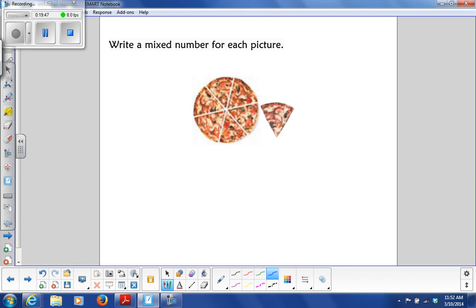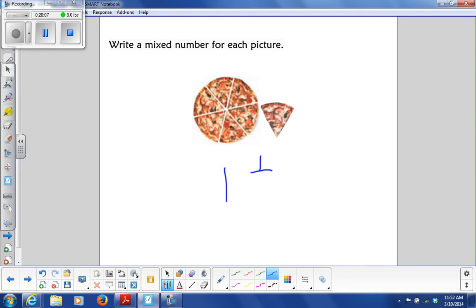How many wholes do I have? Alina. 4. I have 1 whole pizza. Okay? Now what's my fraction? How many pieces do I have right there? Andrew. I have only 1 piece of pizza right here. And how many do I need for a whole?